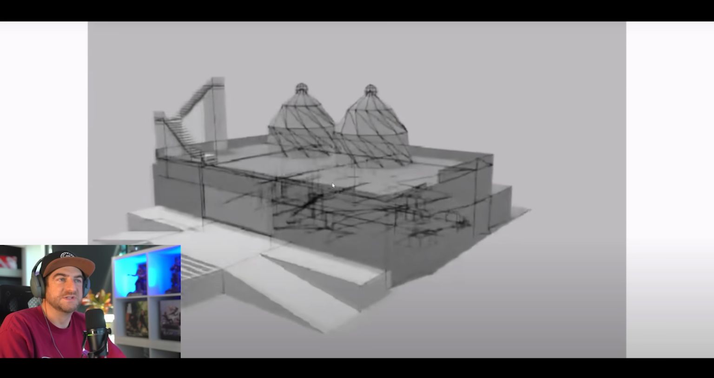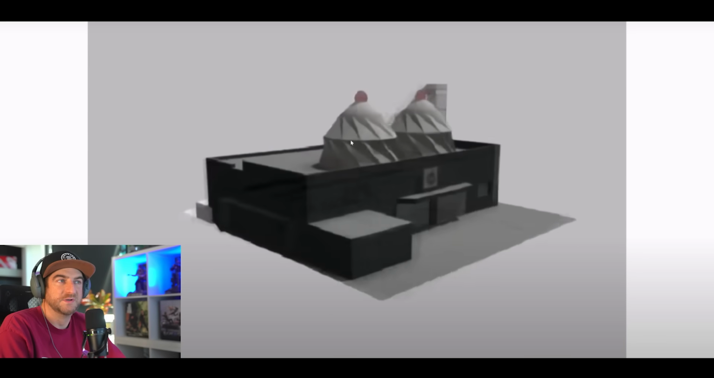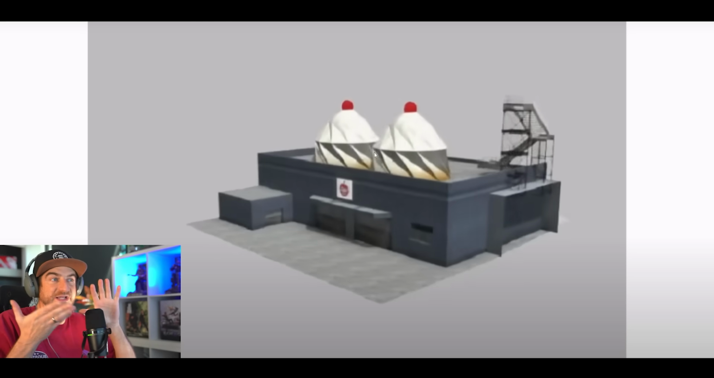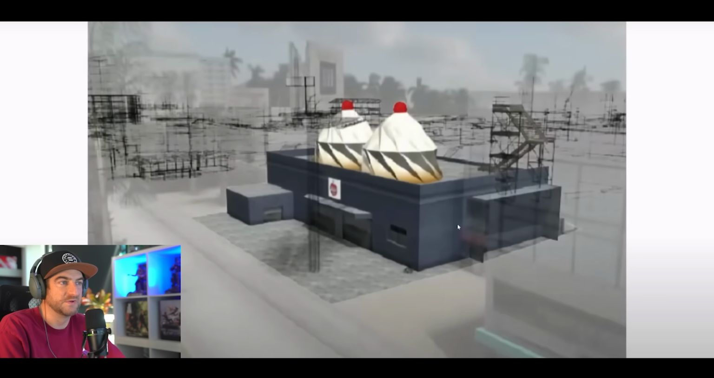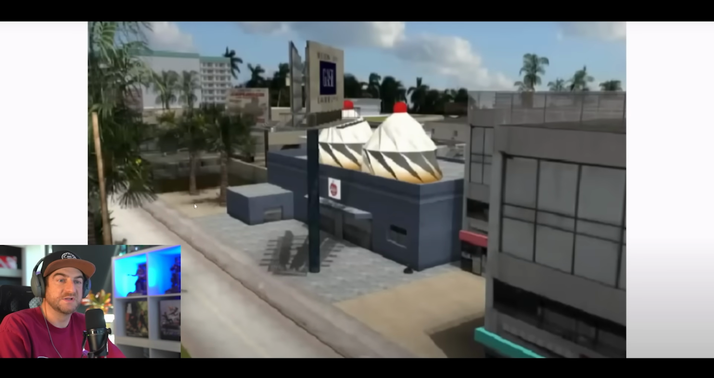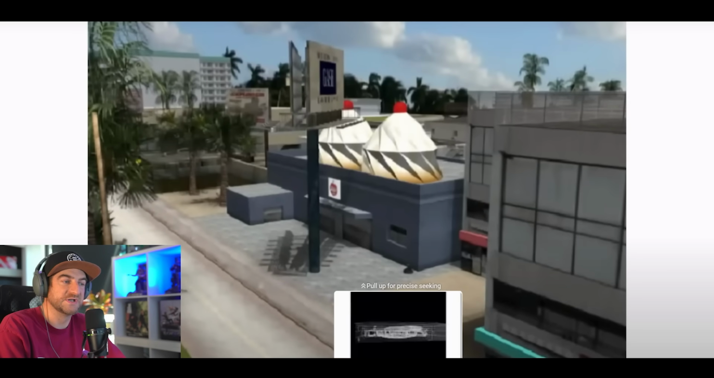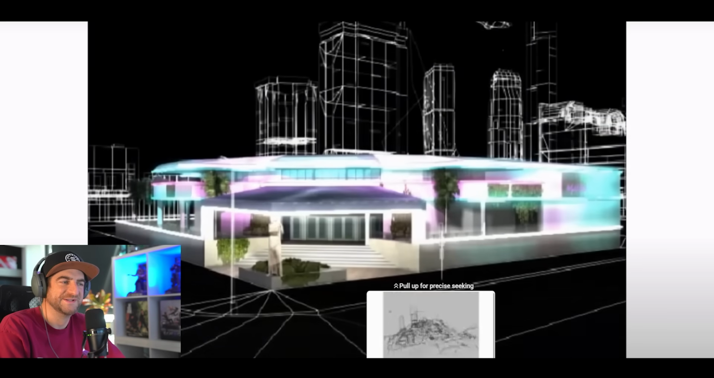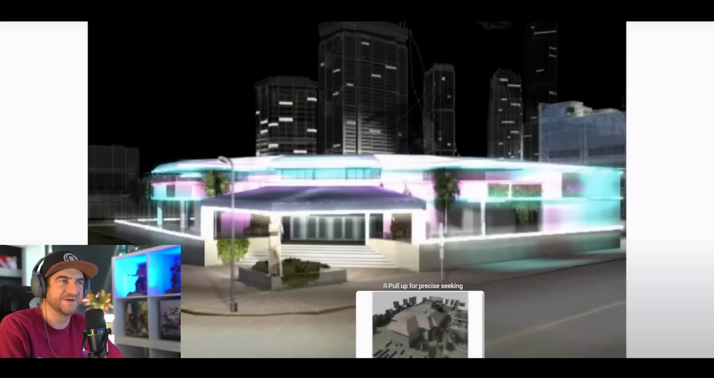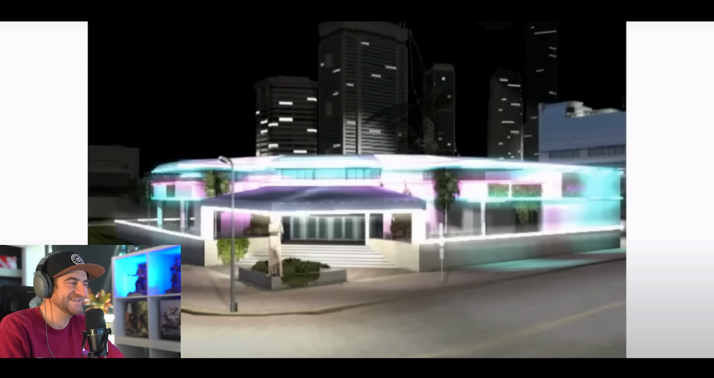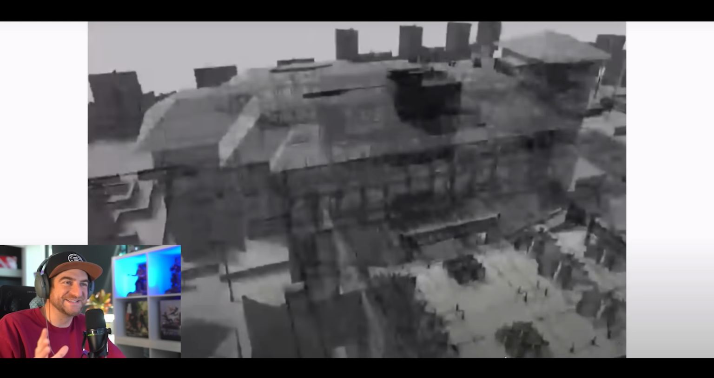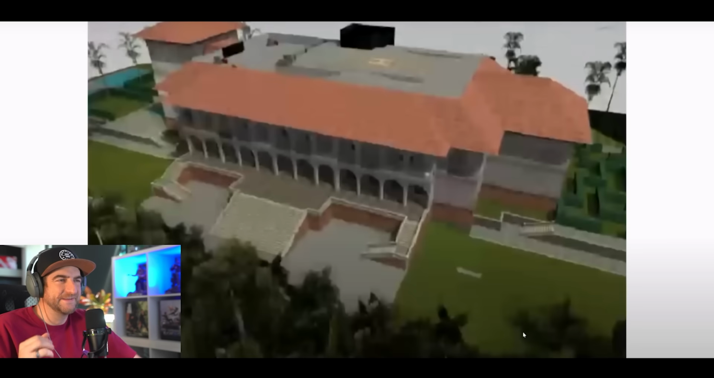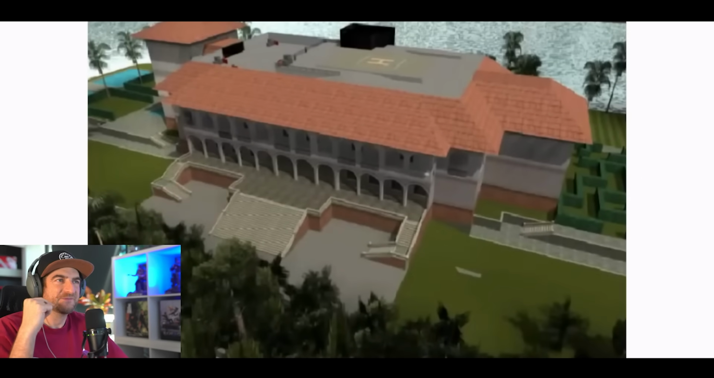See, look, the geometry is really simple. What I mean by geometry is the actual plates of polygons that are going around this building and whatnot. It's so simple, but they've done a really good job at the texturing to make it look more elaborate, more real. It's cool to see these old 3D models. Look at this stuff. This is so cool. I hope you guys are geeking out on this as much as I am, because it's cool to see this stuff. I never got to see this for Vice City.